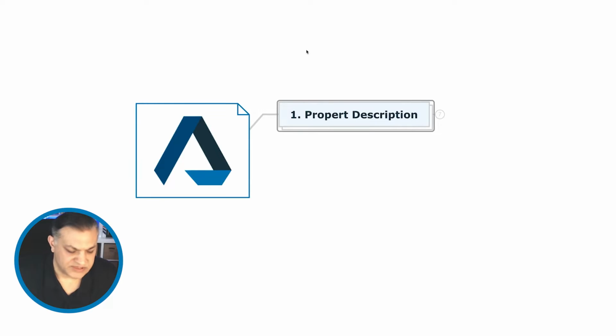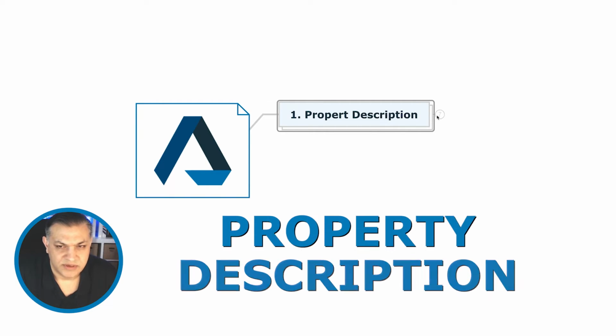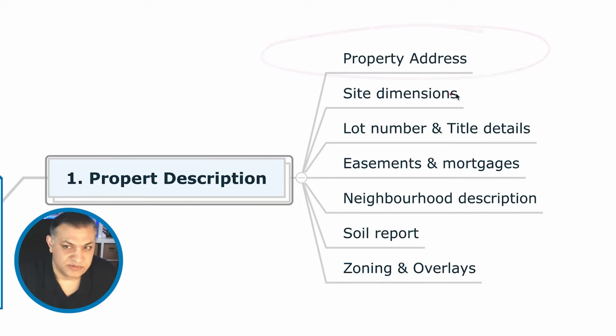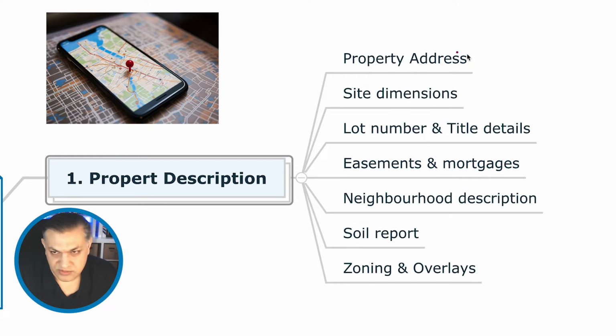The first thing that you must have in your feasibility study is a detailed property description. And what that includes is your property address, very simple, site dimensions, and I'll show you how you can quickly get these, even if you don't have all those details with you. I'll show you how you can do that on Google Maps.